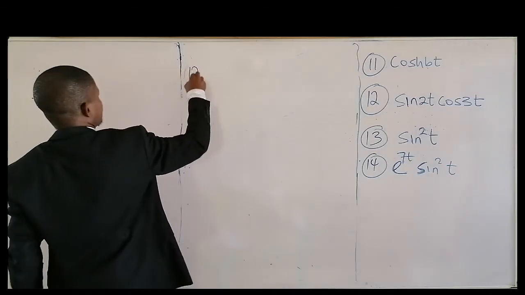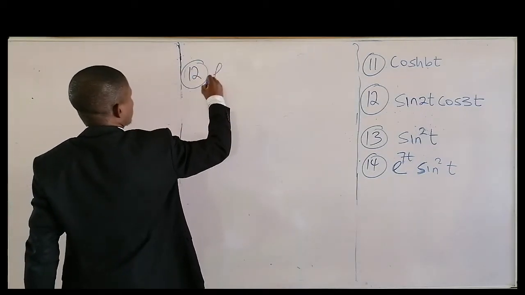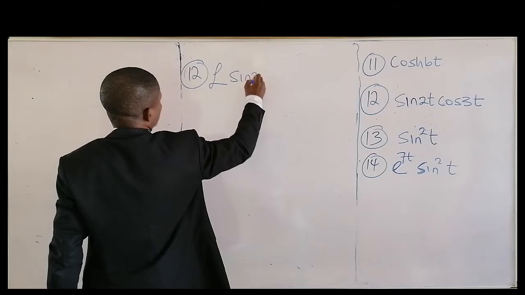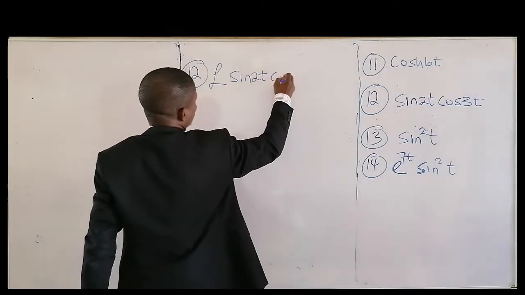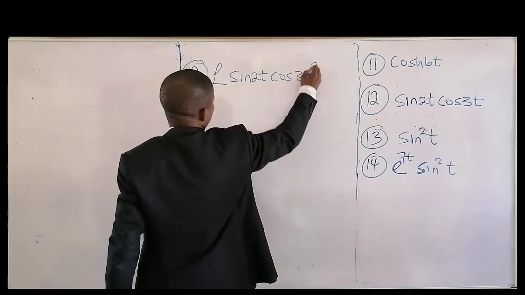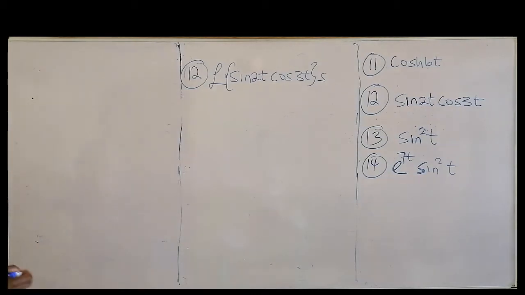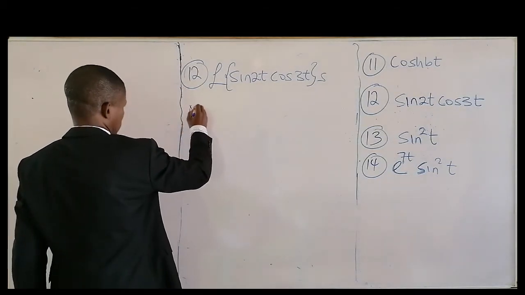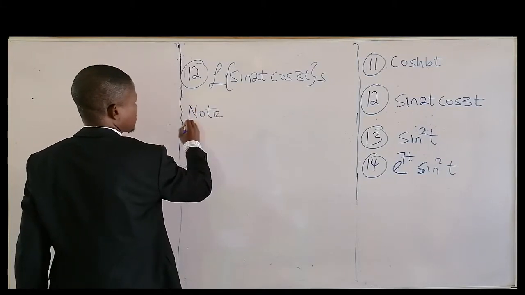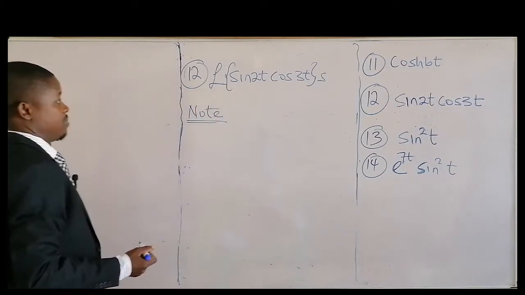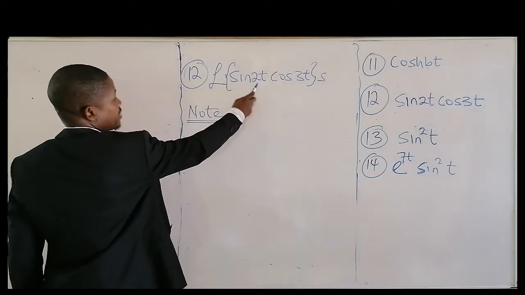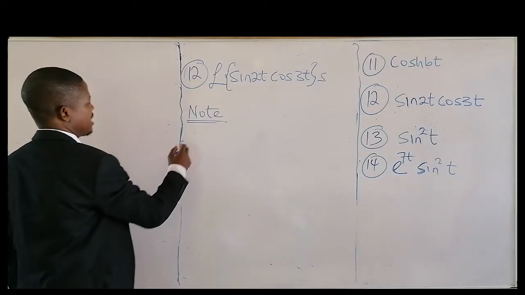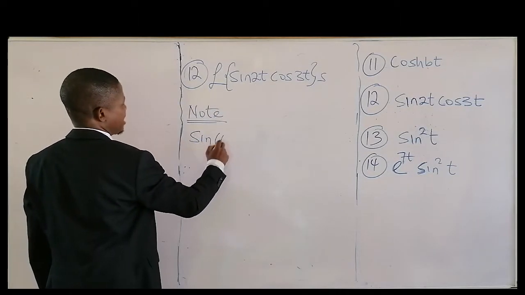Okay. Question 12. Laplace of sine 2t cos 3t. The first thing we do here is to play with some trig identity before we do the Laplace, because there is no direct table for this. Okay. We're going to start with sine of a plus b.